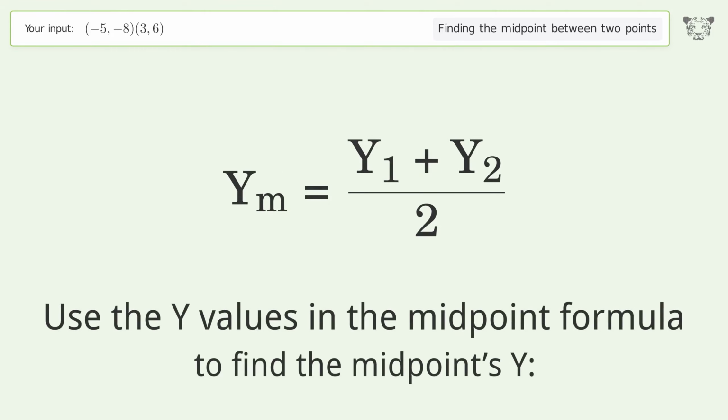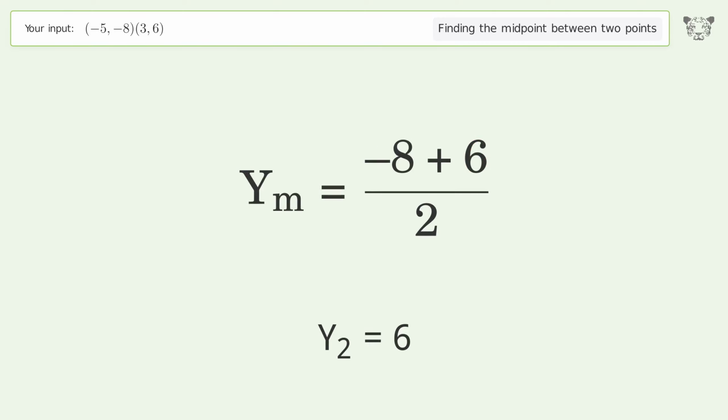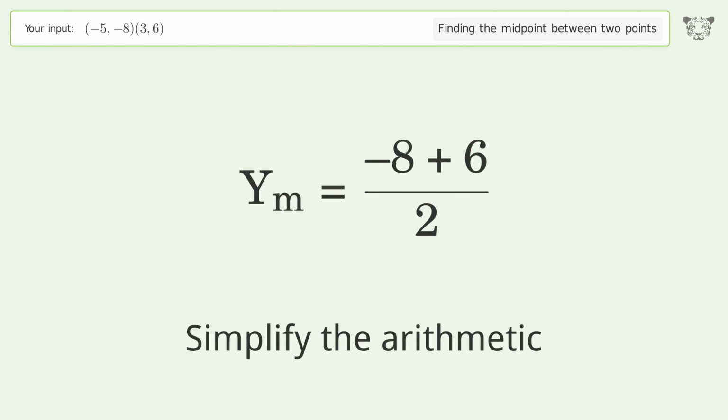Use the y values in the midpoint formula to find the midpoint's y. y1 equals -8. y2 equals 6. Simplify the arithmetic.